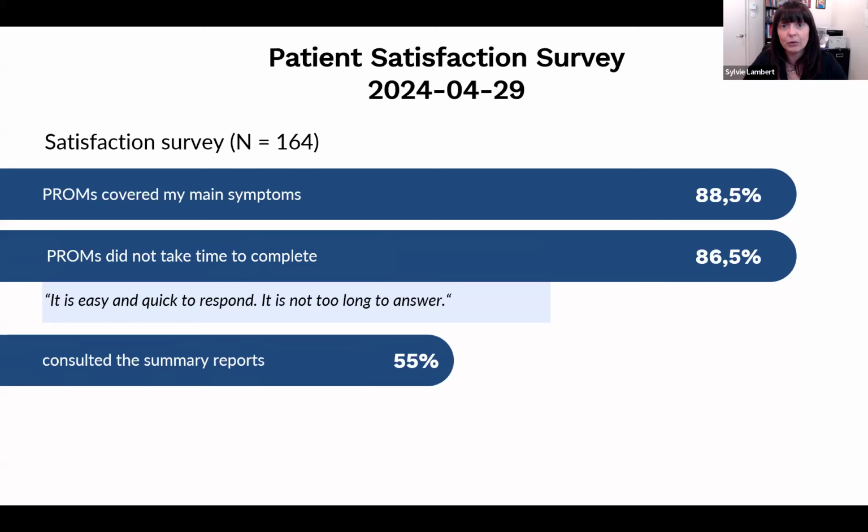55% consulted the summary report. You can think, oh, that's a bit low. It is a bit low. I would like to get it higher. However, this was self-directed. There were no prompts from clinicians.